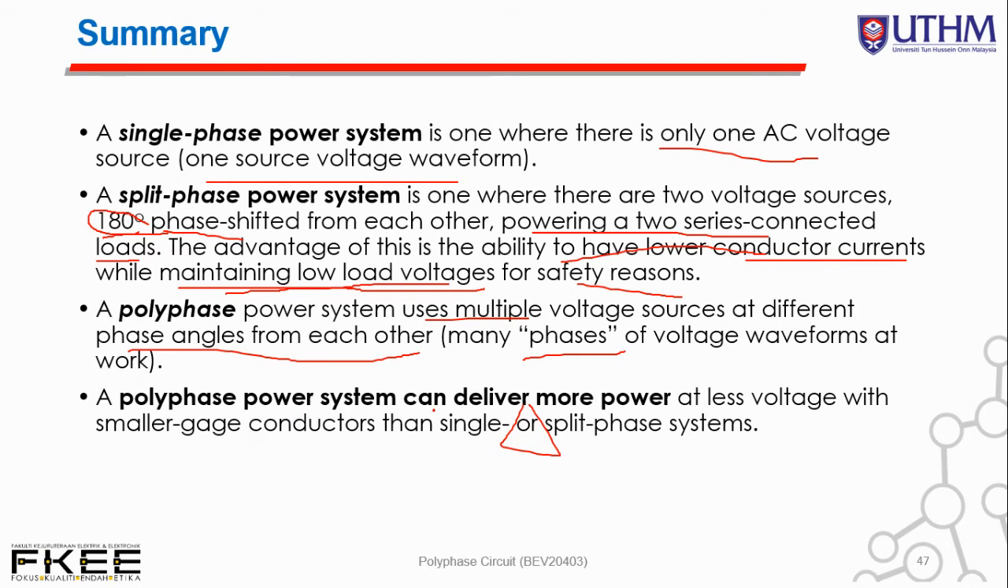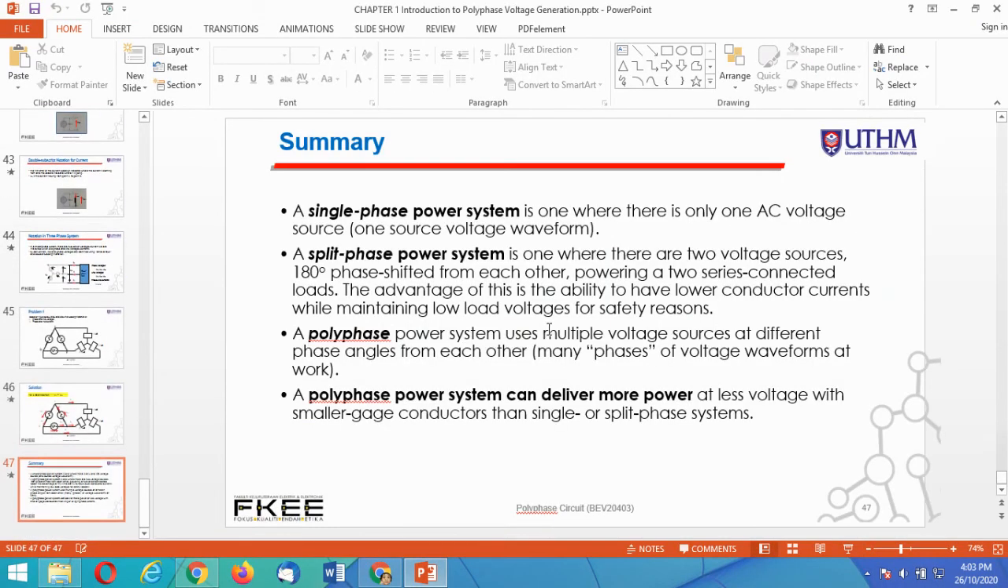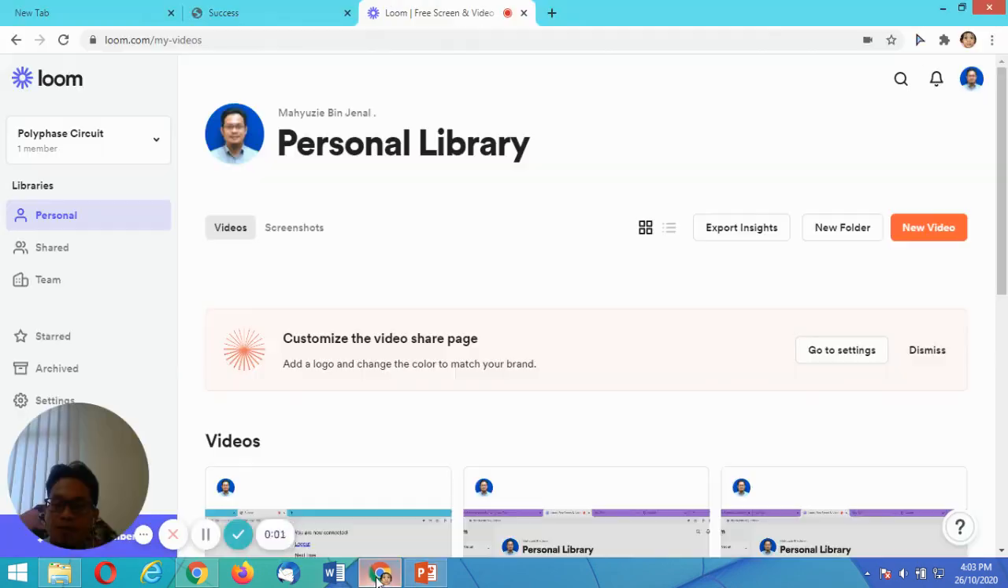So a polyphase power system can deliver more power. One of the prominent advantages is higher power at less voltage with smaller gauge conductors than a single or split phase system. All right, we have come to the end of the first topic, and see you when we come to topic number 2.